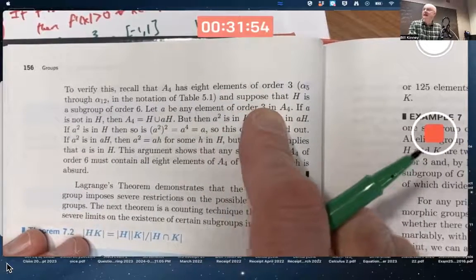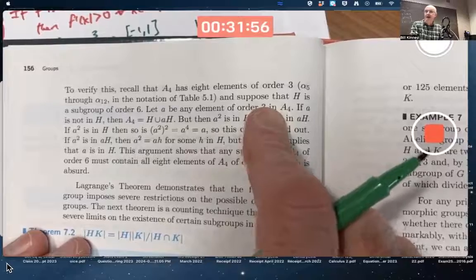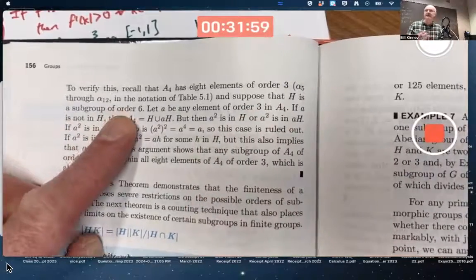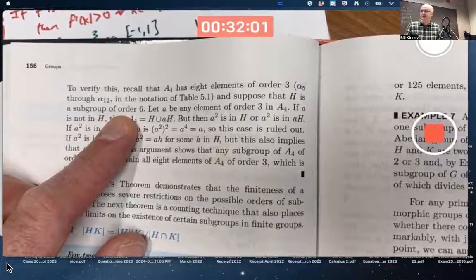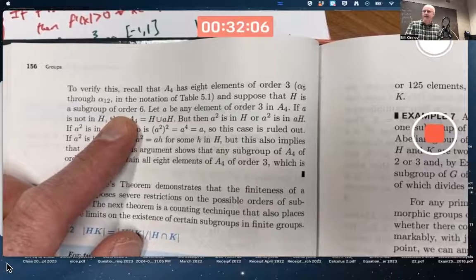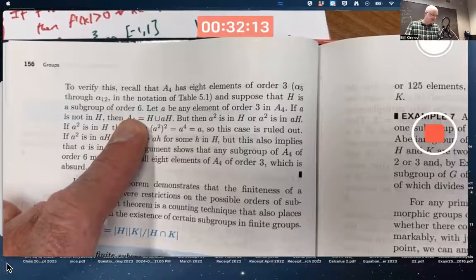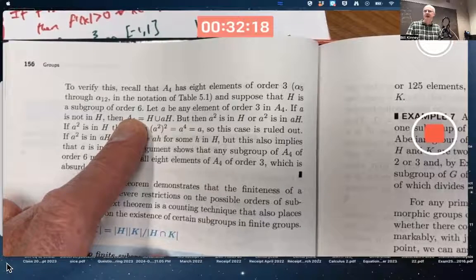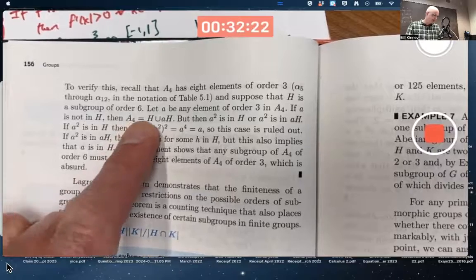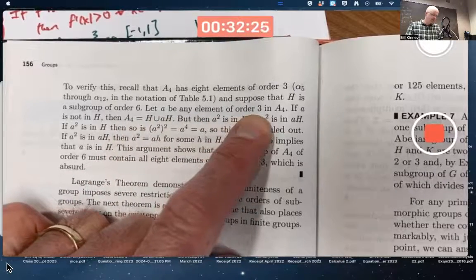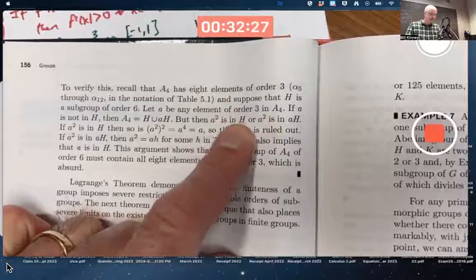Suppose, for the sake of getting a contradiction, that H is a subgroup of order 6. The claim is that there's no subgroup of order 6. So for the sake of getting a contradiction, the author doesn't say that there, but that's the assumption, this is a proof by contradiction. Assume to the contrary that H is a subgroup of order 6. You want to get a contradiction out of this: 2 things that can't possibly be true at the same time. What are the details? Let a be an element of order 3 in A4. There are 8 such elements. Pick one of them.